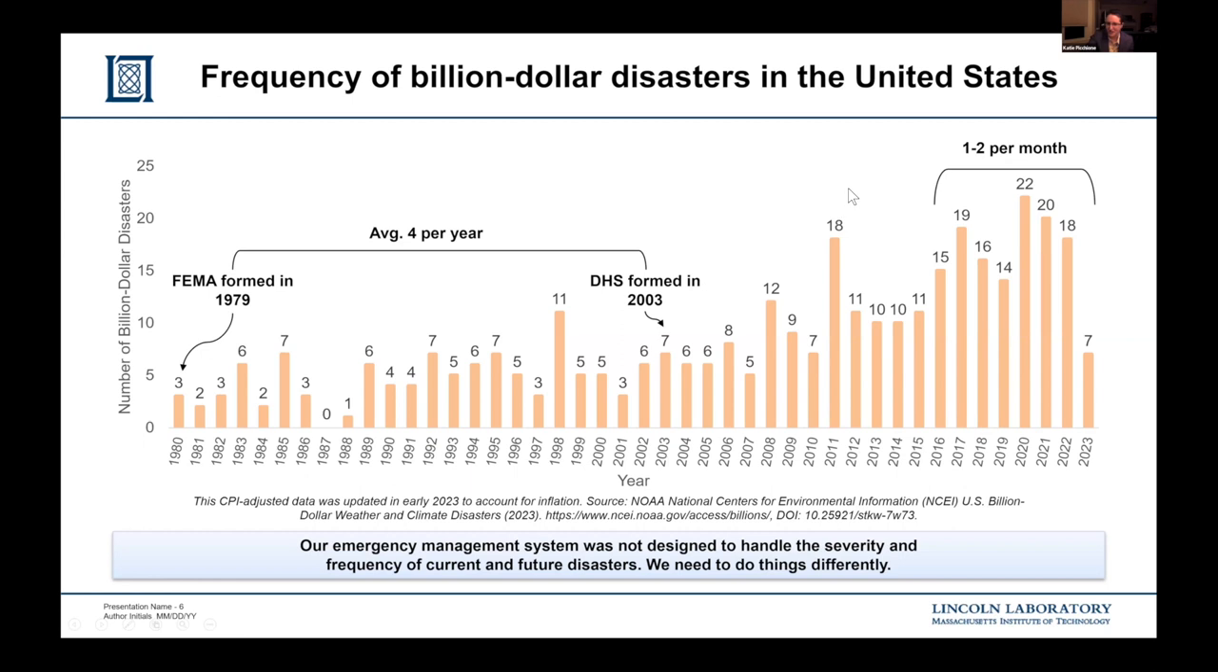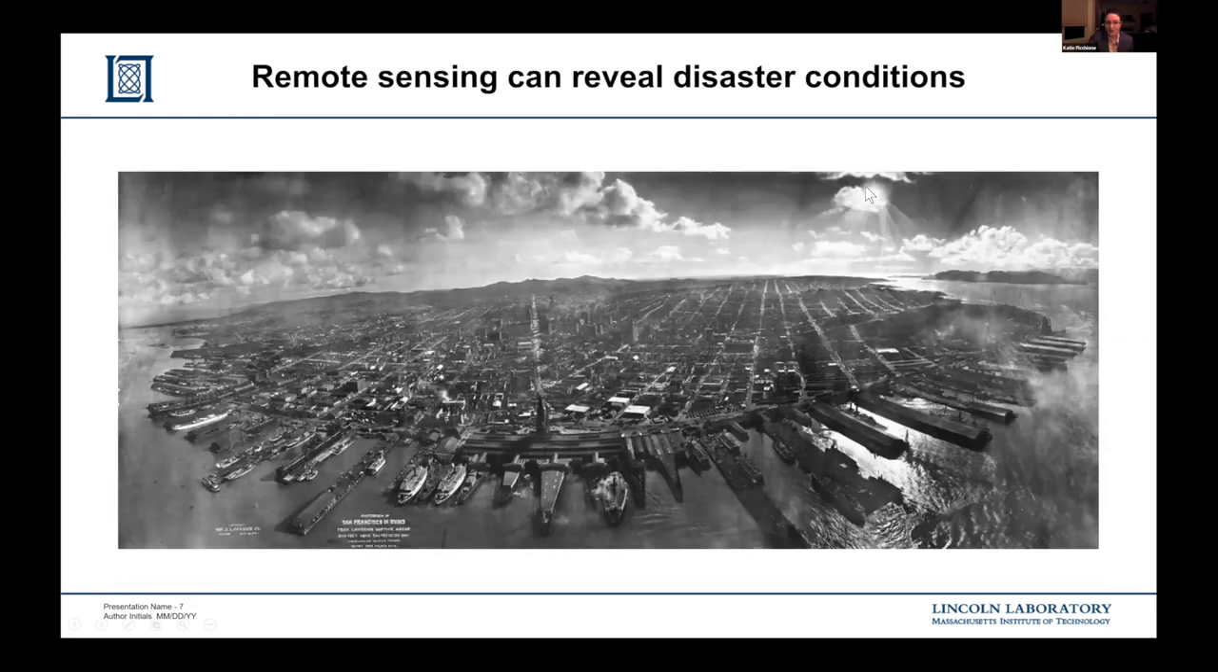And technology in general is one of the ways that can help. Remote sensing in particular can help emergency managers get a better sense of what is going on in the immediate aftermath of a disaster, and also provide important information during recovery. What we're seeing here is what is widely regarded as the first overhead image of a disaster. This is a photograph that was taken shortly after the San Francisco earthquake of 1906.